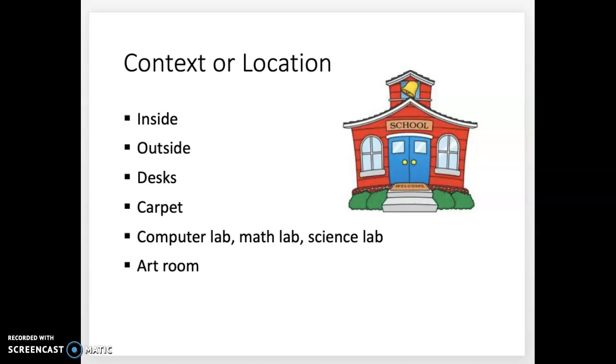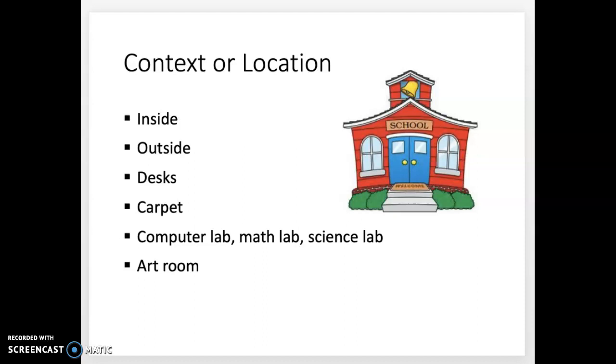Also, don't forget about the computer lab, math lab, science lab, reading lab, the art room, different areas around the school that might be a better match for the objectives and standards of your lesson. So you can go outside the classroom.